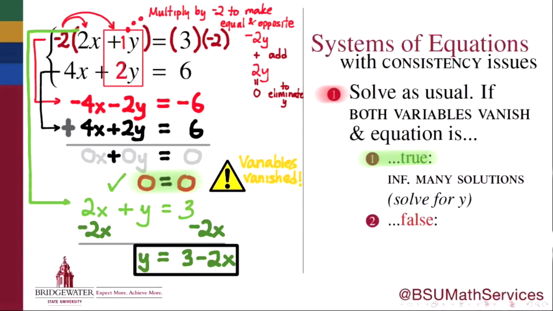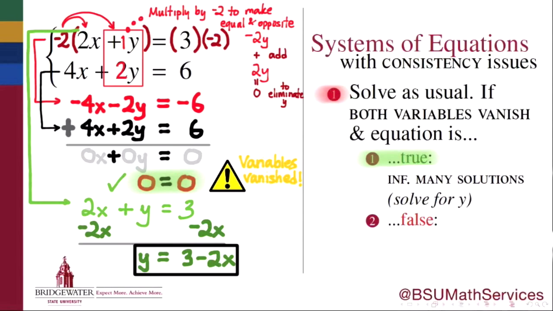So when all of our variables disappear in our solution and leave us with a true equation, like 0 equals 0, our system of equations has infinitely many solutions, and solving one of the original equations for y will give us a description of those solutions as a line in slope-intercept form.